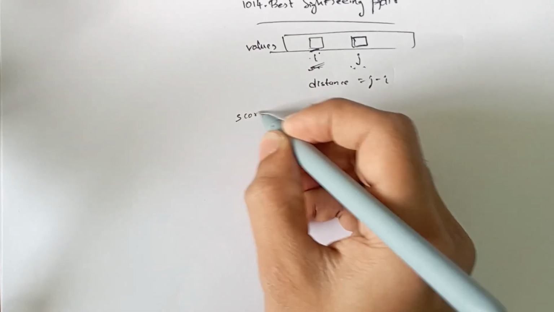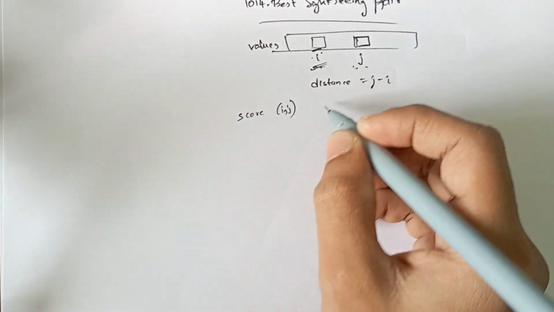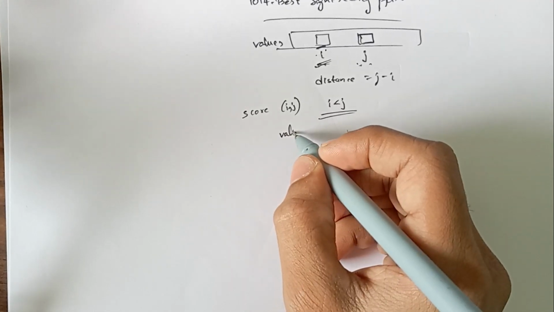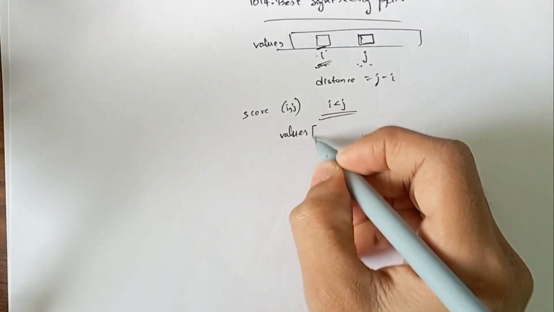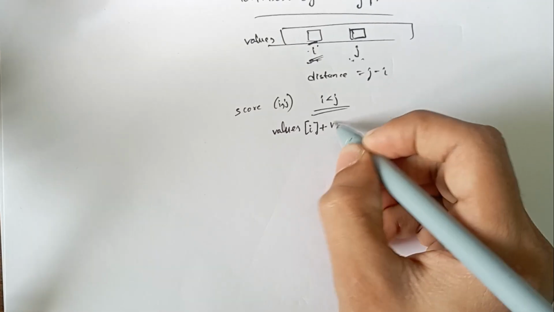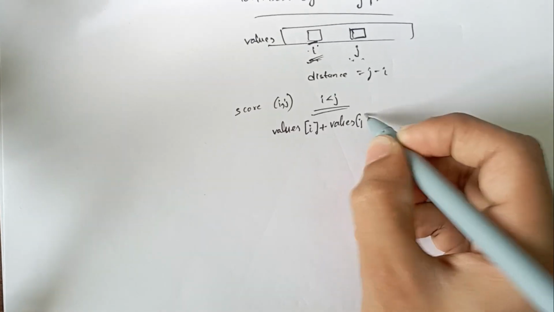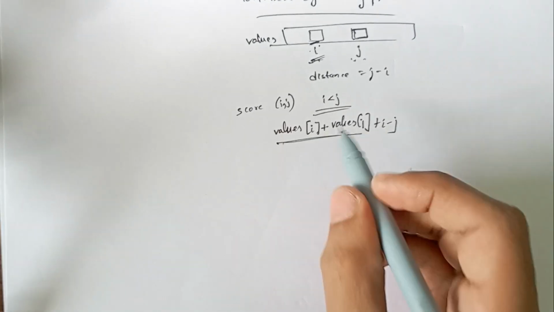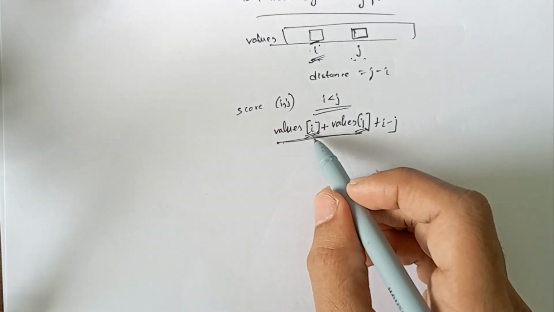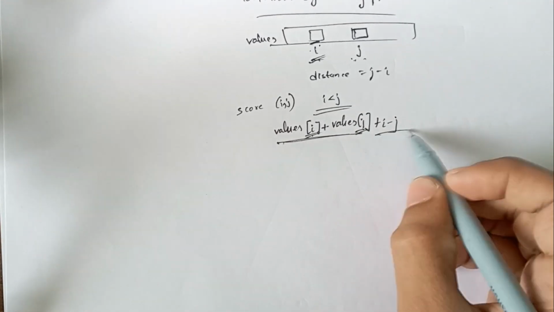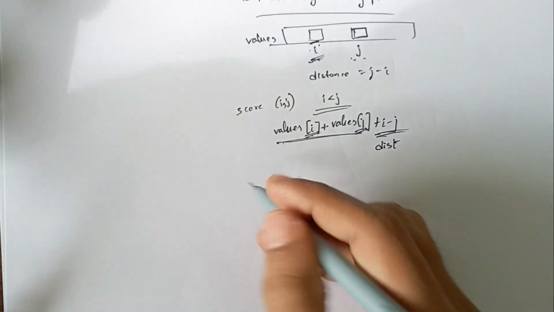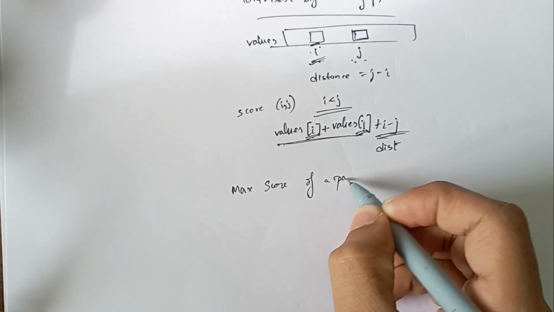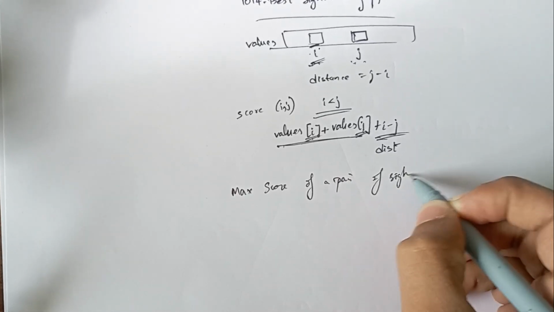The score of a pair i, j, where i is less than j, of sightseeing spots is values of i plus values of j plus i minus j. That means both the values at the i spot and the j spot, and the distance between them. We need to return the maximum score of a pair of sightseeing spots.